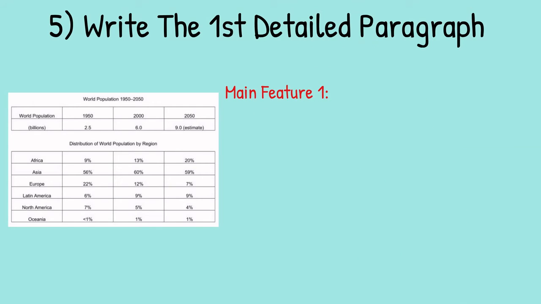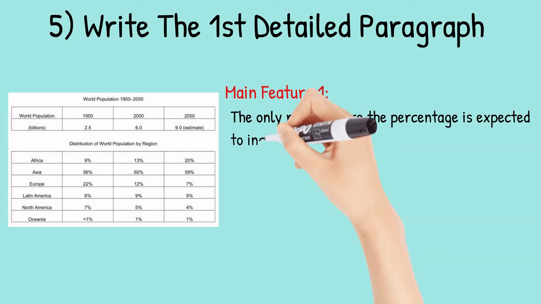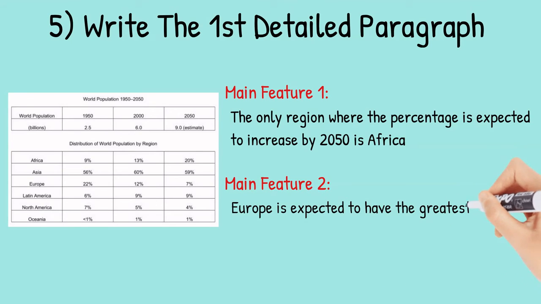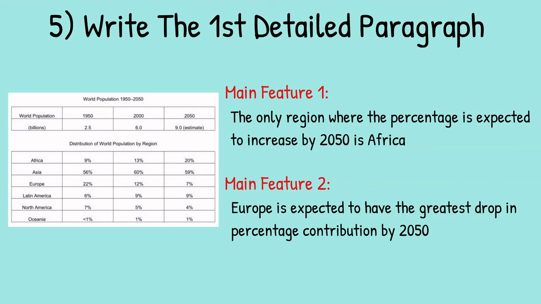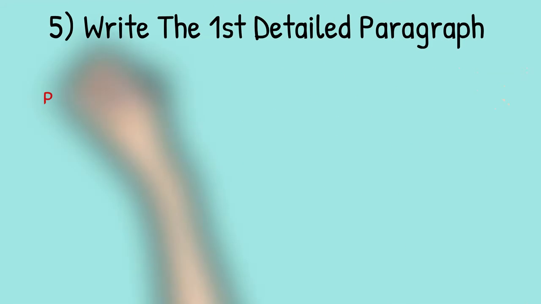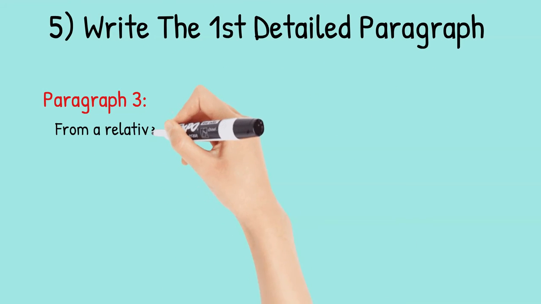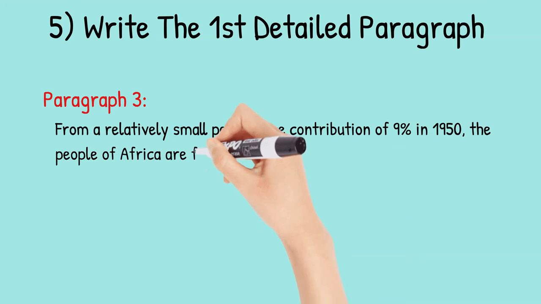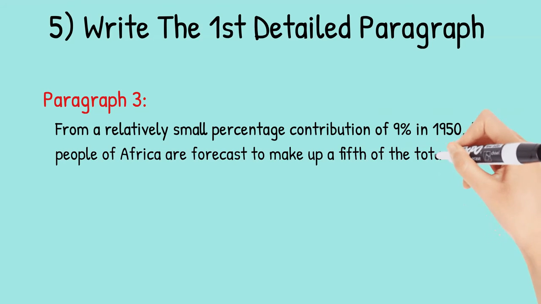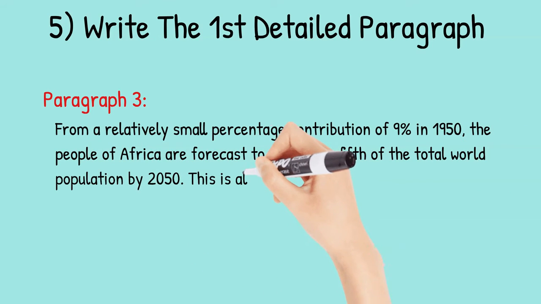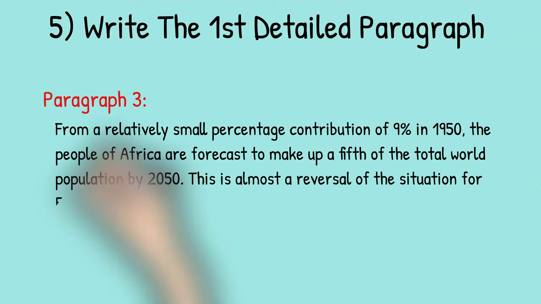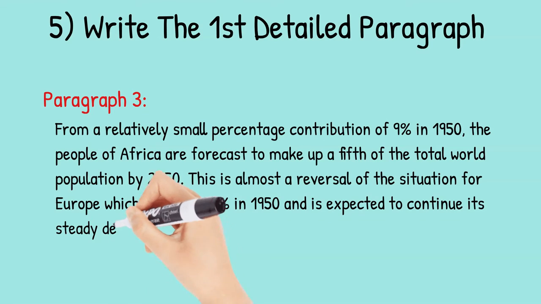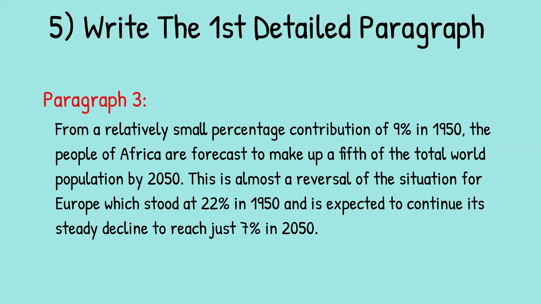Main feature 1. The only region where the percentage is expected to increase by 2050 is Africa. And main feature 2. Europe is expected to have the greatest drop in percentage contribution by 2050. And this is an example of what you could write for paragraph 3. From a relatively small percentage contribution of 9% in 1950, the people of Africa are forecast to make up a fifth of the total world population by 2050. This is almost a reversal of the situation for Europe, which stood at 22% in 1950 and is expected to continue its steady decline to reach 7% in 2050.